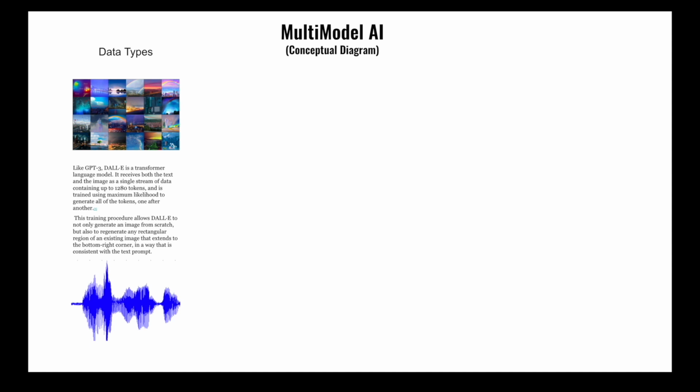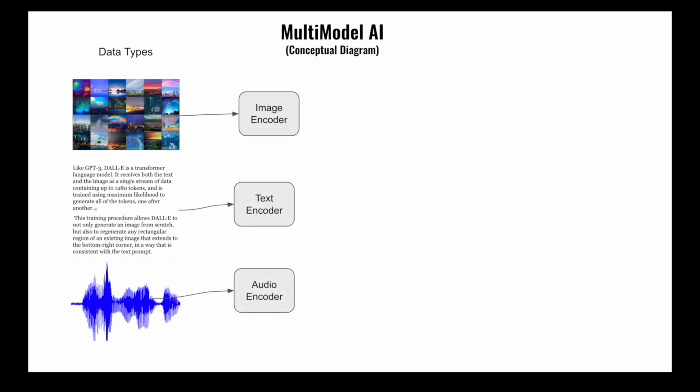The objective for us is to take these data types and use a data-specific encoder. With image data, we need an image encoder. With text data, we need a text encoder. And finally, with audio data, we need an audio encoder.